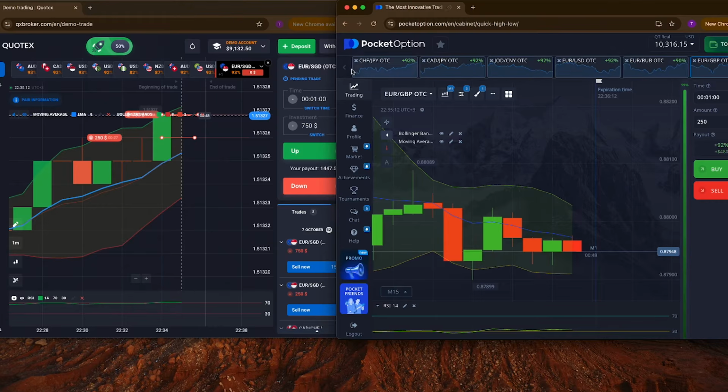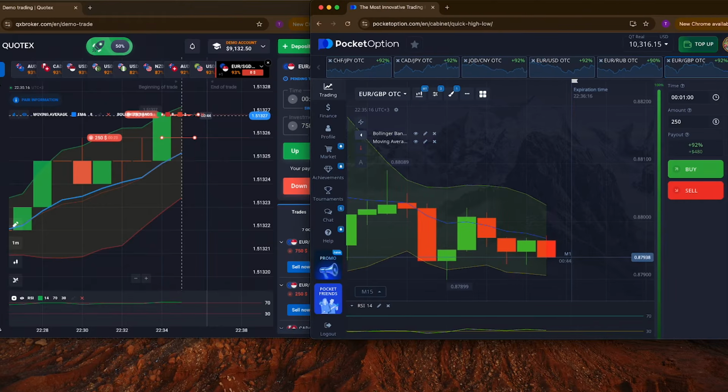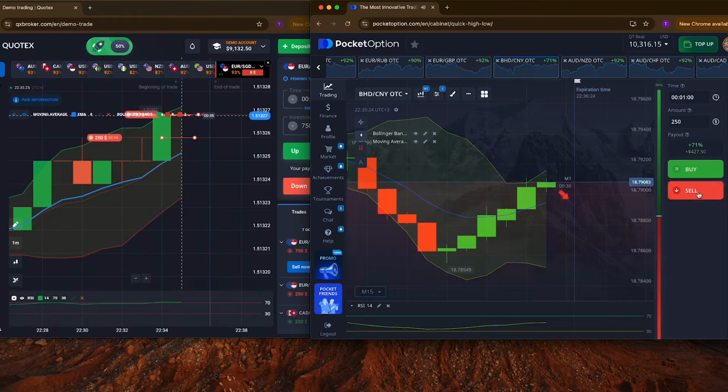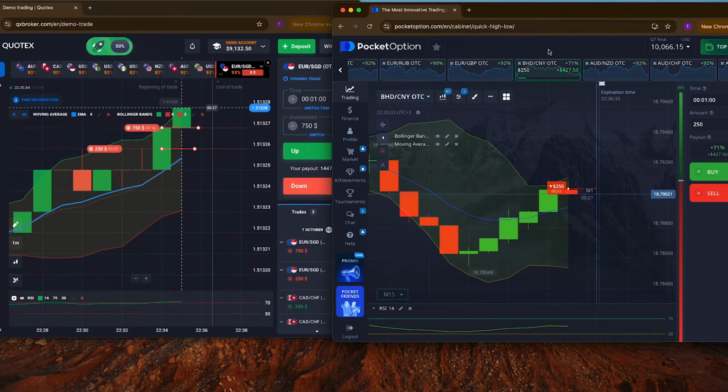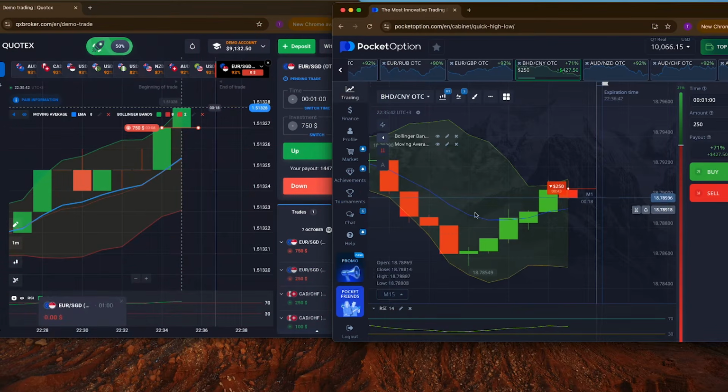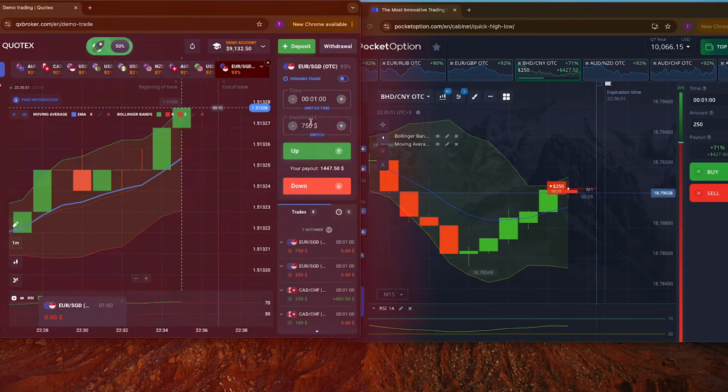Just a friendly reminder, we just need to see the touch of the candle to the line of the Bollinger Band, a good signal. Oh, like here, even the tail of the candle is okay for me. Also open short for 250. Here, what we see on Quotex: first, the minus 750, you were waiting.